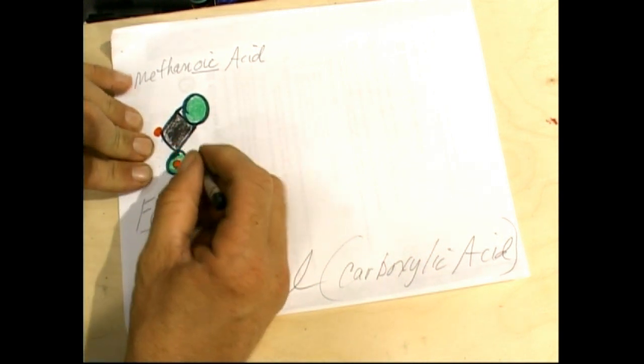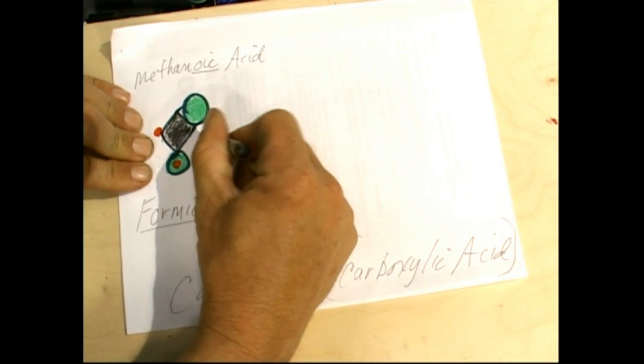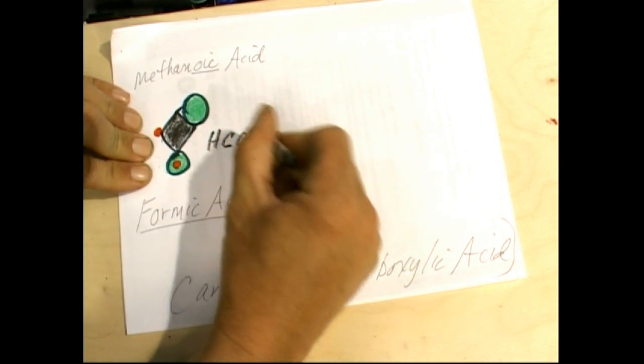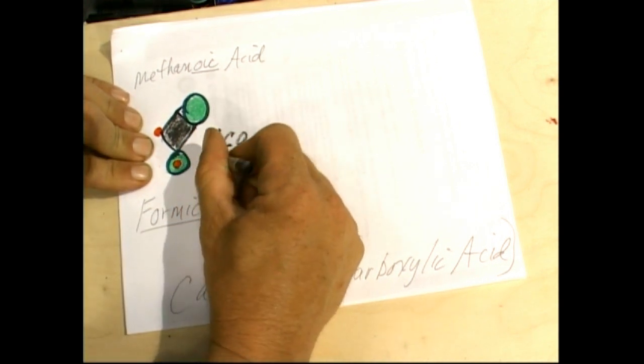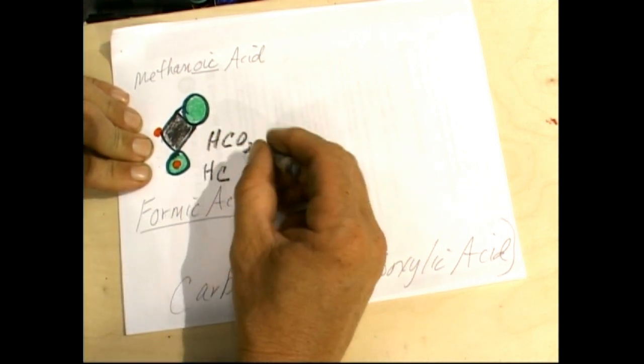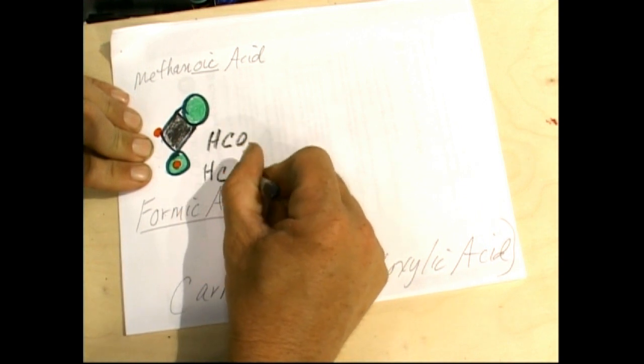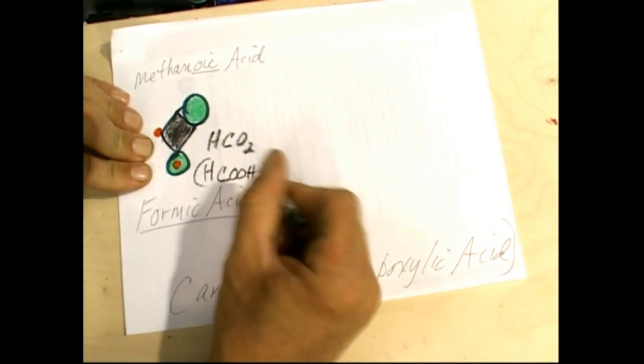So the chemical formula for that, you'd write it HCO2, or HCOOH, more correctly, would show it's a carboxylic acid.